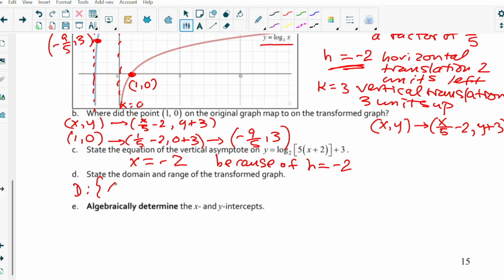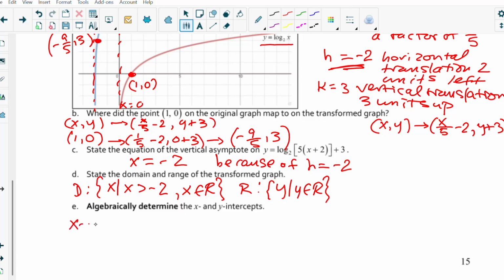Okay, domain: x such that x is greater than negative 2. You see that vertical asymptote? That's x is an element of all real numbers. And then the range is y such that y is an element of all real numbers. Algebraically determine the x and y intercepts.